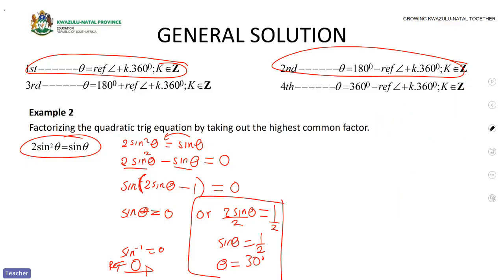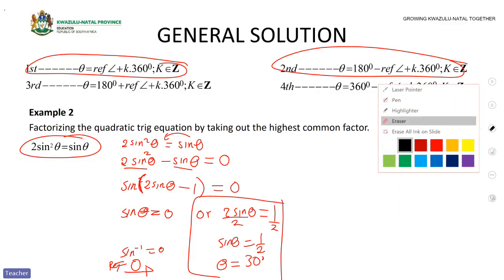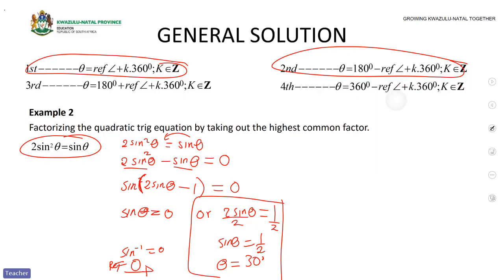Then let us use these formulas to get our answer. For the first quadrant, we said theta is equal to 0 plus k times 360 degrees, where k is an element of all integers. We also saw that sine is 0 at 180. It's also 180 plus k times 360, where k is an element of all integers.